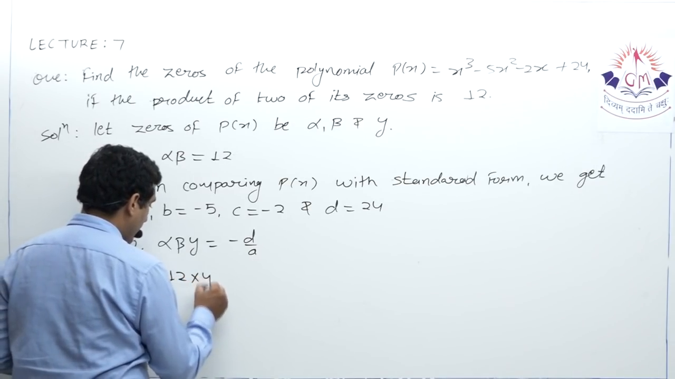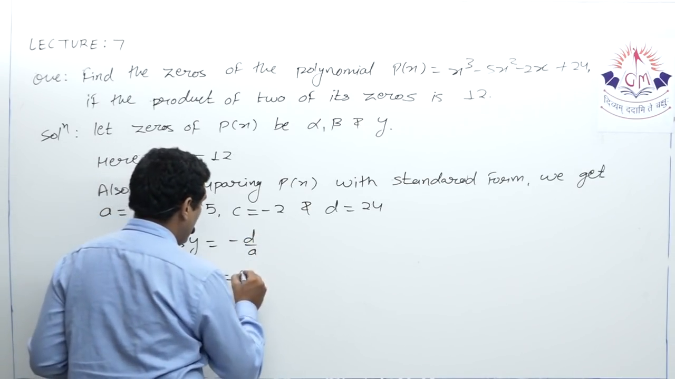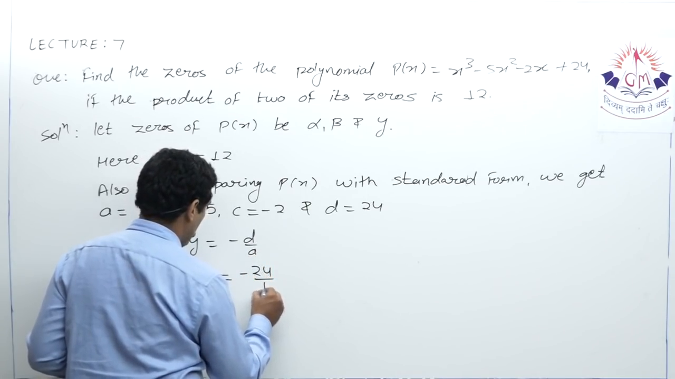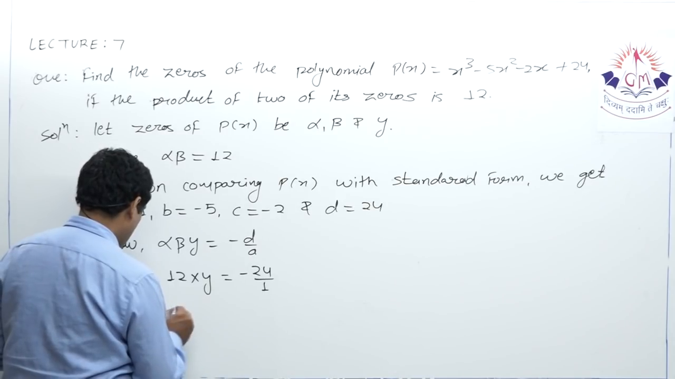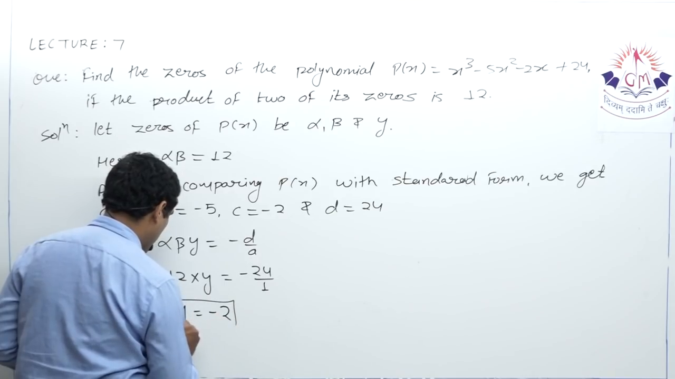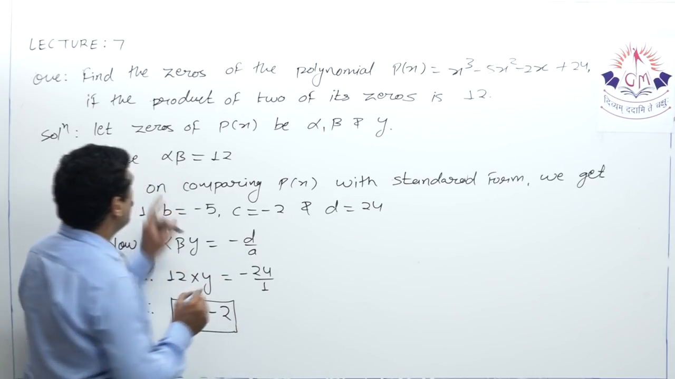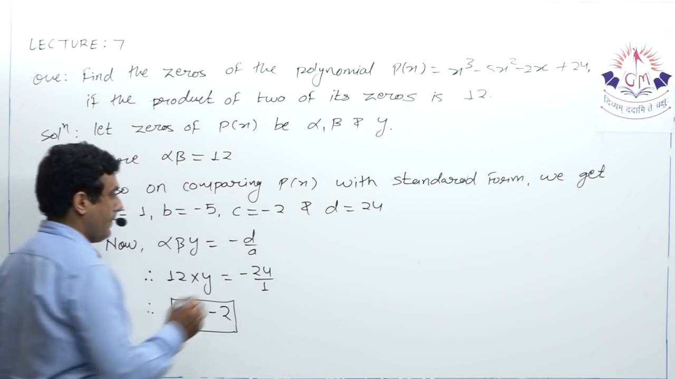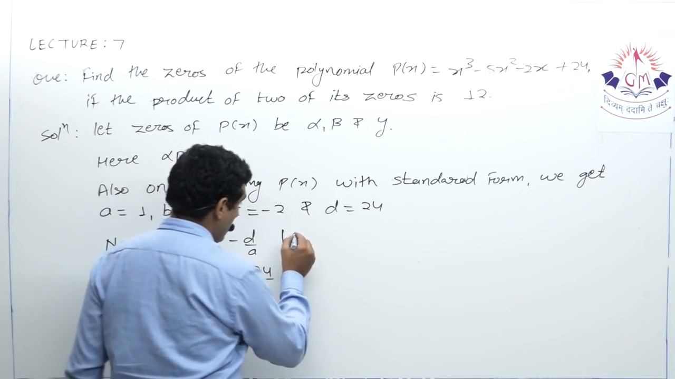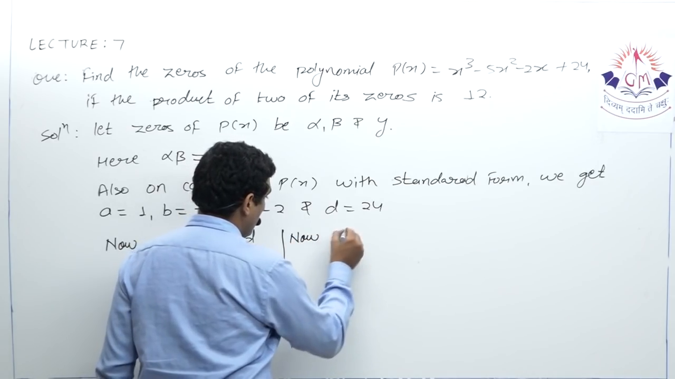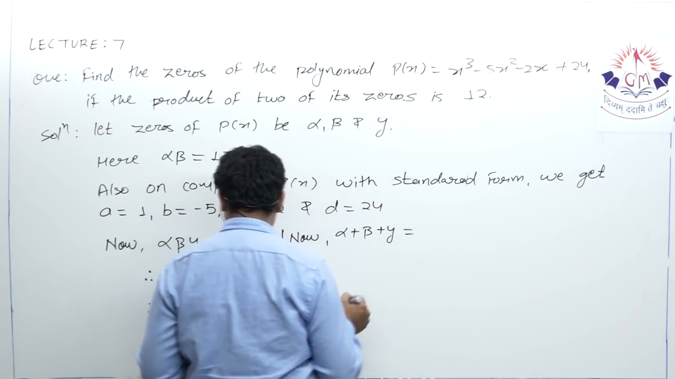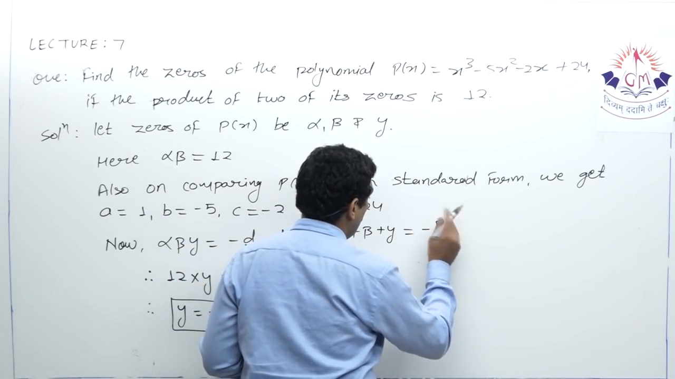Here alpha beta is given, 12 multiplied by gamma. Now what is the value of d? 24. What is the value of a? That is 1. So here I can say gamma is equal to minus 2. So here we got the value of one zero. Among the 3 we got the value of 1. Okay, now there is one more relation. We'll use that. Now alpha plus beta plus gamma is equal to minus b upon a.